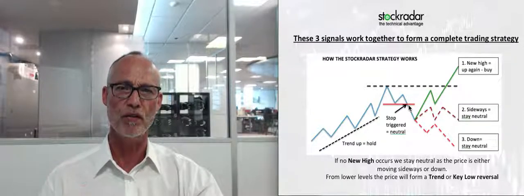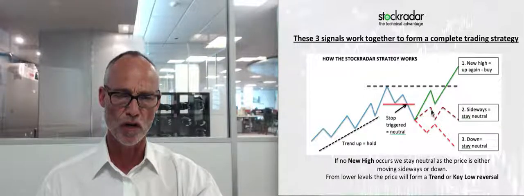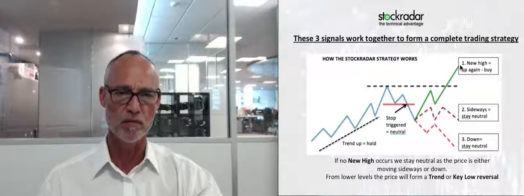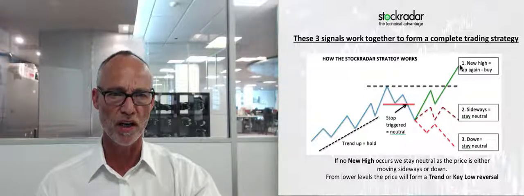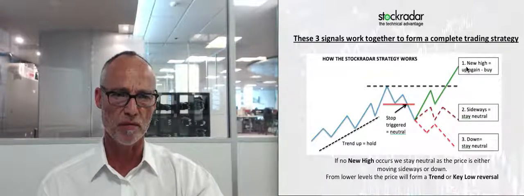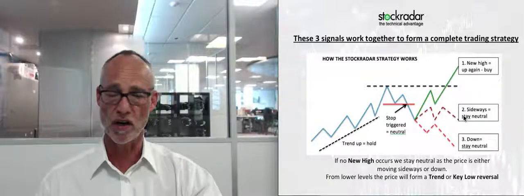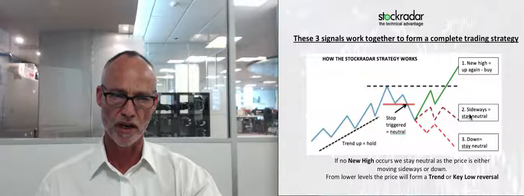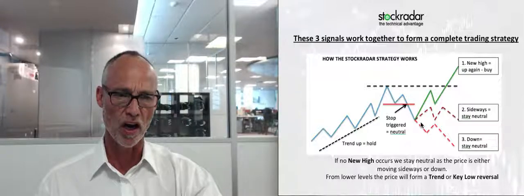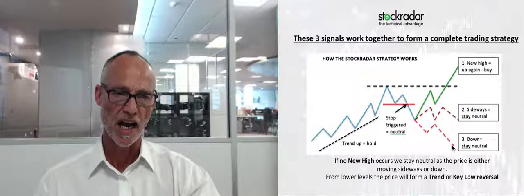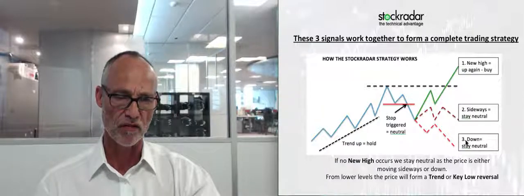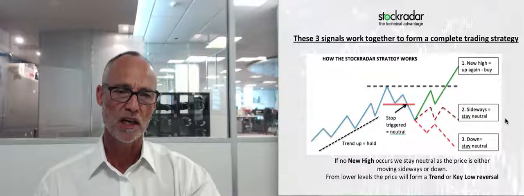I've locked in my profit. Okay, so one of three things can happen here. It can turn around and go back and make a new high, as we saw in the new high slide. So the new weekly high triggers a buy again. Or secondly, you can go sideways, which means I'm going to be staying neutral because it's not trending up. Or thirdly, you can go down, and being neutral is good because I'm not losing money. And from down here, you will either get another trend reversal or a key low reversal to signal an upswing.